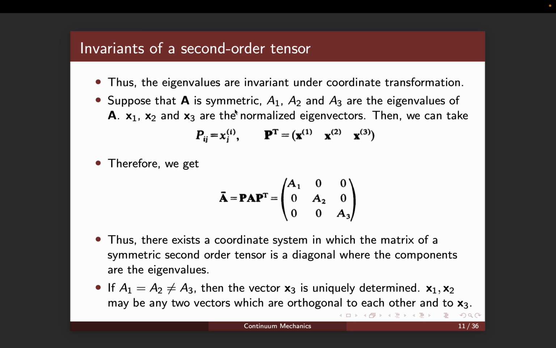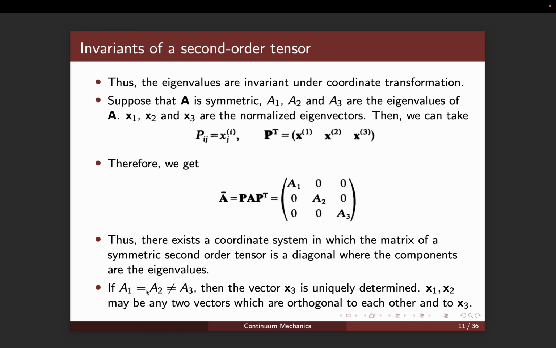Suppose A is symmetric, lambda1, lambda2, lambda3 are the eigenvalues, and x1, x2, x3 are the normalized eigenvectors. Then construct a matrix P transpose whose columns are the eigenvectors of A, and when we find A bar with the transform using P transpose, then you get the eigenvalues along the diagonal. So there exists a coordinate system in which the matrix of a symmetric second order tensor is diagonal, where the components are the eigenvalues.